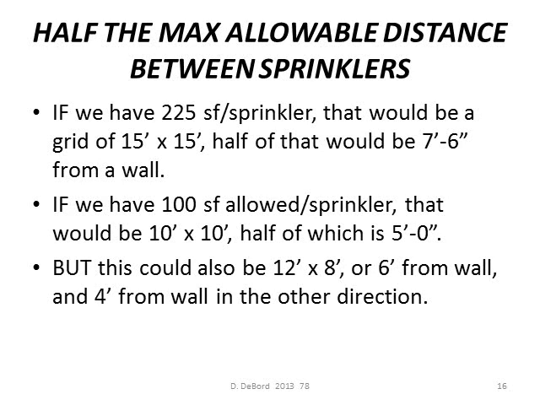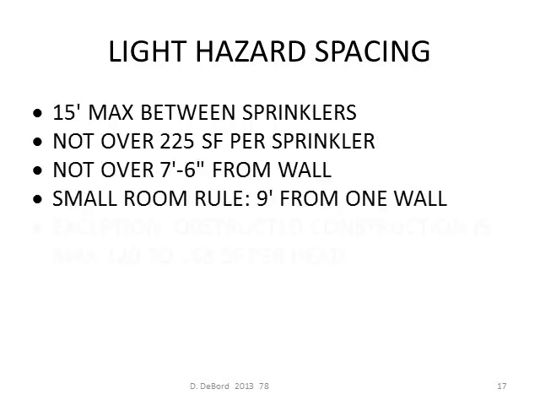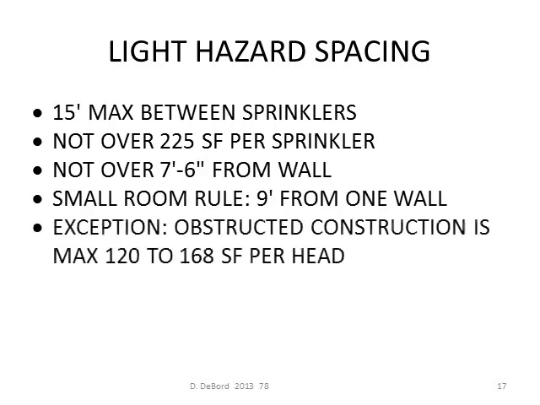It could be, and then it would be half of that, which is 5 feet from the wall. But it could also be 12 foot by 8, which is 12 times 8 is 96, or 6 feet from the wall in the 12 foot direction, or 4 foot from the wall in the 8 foot direction. And it should say that it's not combustible, what is used to say obstructed construction, and it should be 130.